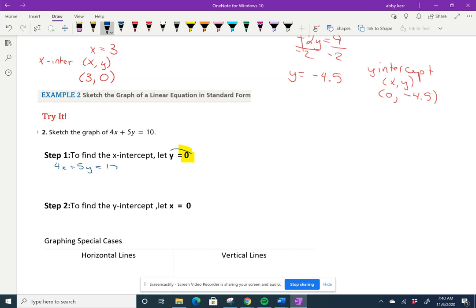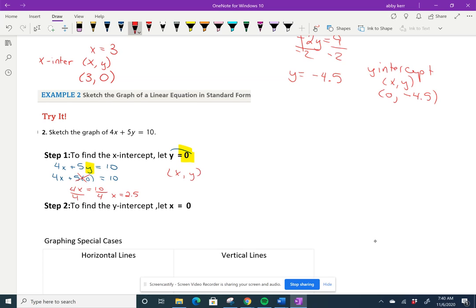So I like to rewrite the equation. I'm going to write the 4x plus 5, but instead of y, I'm going to write 0 equals 10. 5 times 0 goes away. So then we're left with a 1 step. We're going to divide by 4 on both sides. So divide by 4, x equals 2.5.